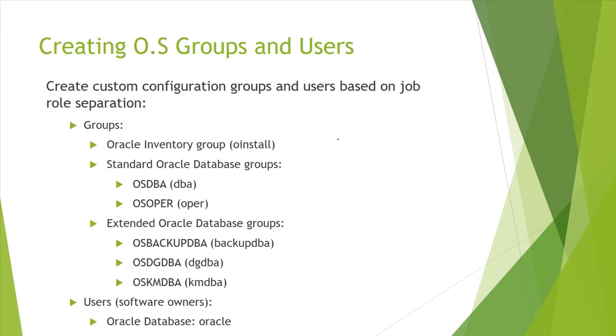Creating operating system groups and users. Create custom configuration groups and users based on job role separation. Before starting database installation on Linux and Unix environments, some groups and users must be created. The first group is called the oinstall group. This group will own the Oracle inventory directory structure.